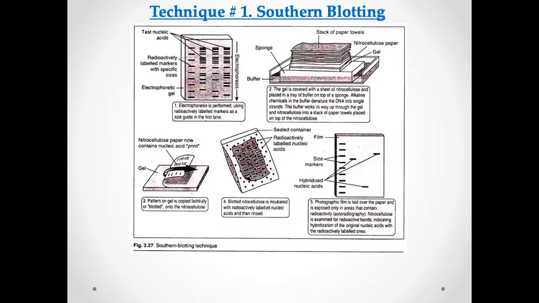In this process, first we run our samples over the gel, and then we transfer the gel contents onto a nitrocellulose membrane, so that all the DNA is transferred to that membrane via capillary action. Once it is done, you add your radioactively labeled nucleic acids corresponding to what you're looking for in a sealed container, and then you run this over the autoradiograph in order to see your bands. These are hybridized nucleic acids, and this is the size markers. In this way, Southern blotting basically works.